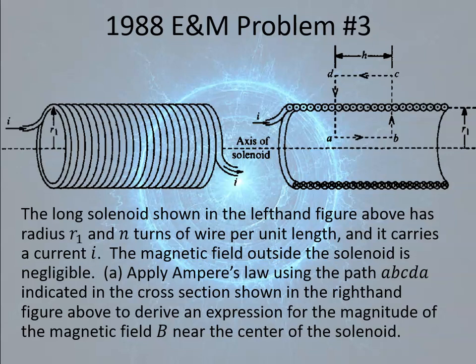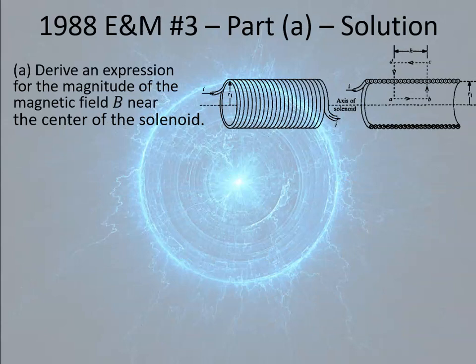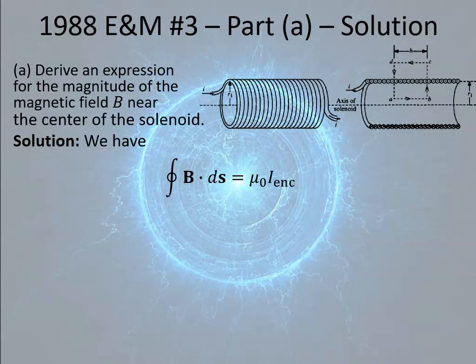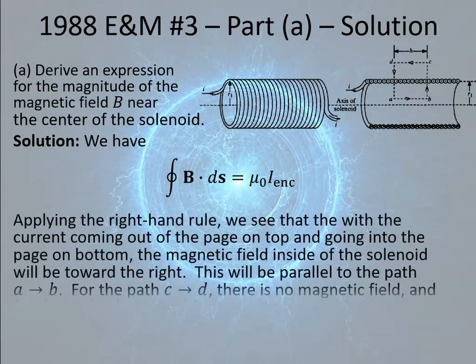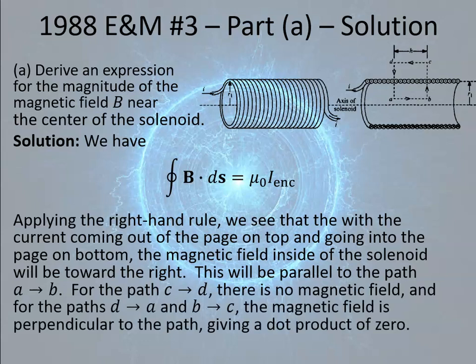But here they told us an Amperian loop to use and told us to use Ampere's law. So we use Ampere's law. There it is. And with this Amperian loop, there are a number of things to keep in mind. First of all, with the right-hand rule, you can recognize that going from A to B is going to be in the direction of the magnetic field here. And C to D, well, there is a very small, pretty much negligible magnetic field outside of it.